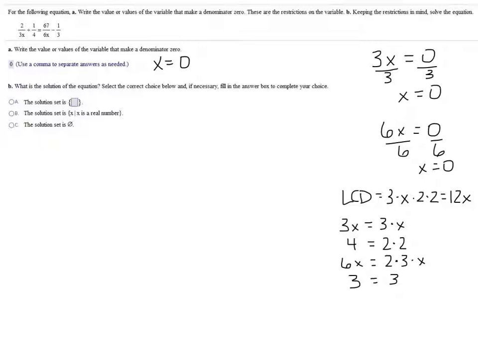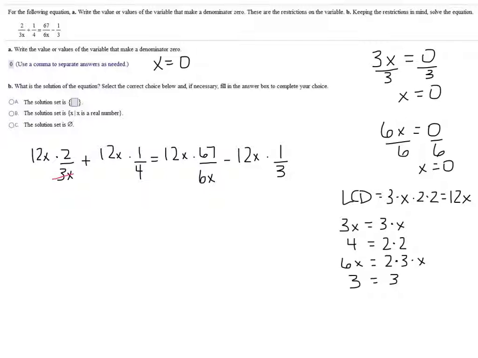Now the reason we find our lowest common denominator is so that we can multiply all parts of our equation by that and simplify so that we don't have any denominators anymore. So it simplifies our equation so we don't have any fractions. So go ahead and do 12x times 2 over 3x plus 12x times 1 over 4 equals 12x times 67 over 6x minus 12x times 1/3.